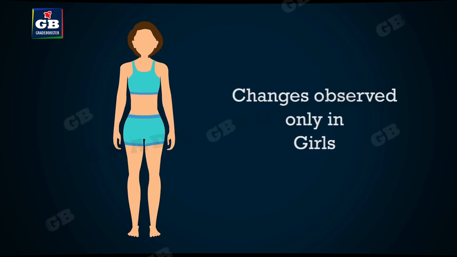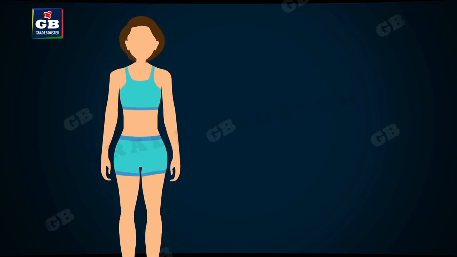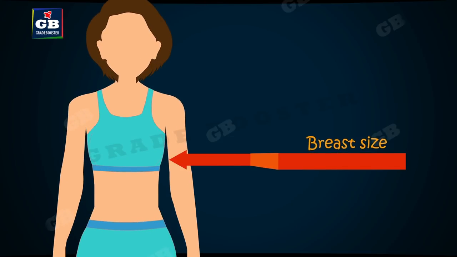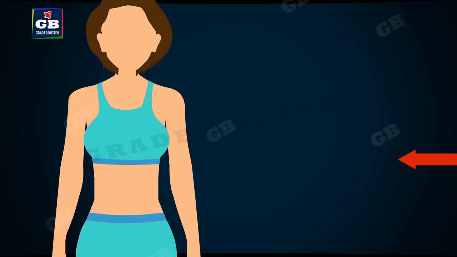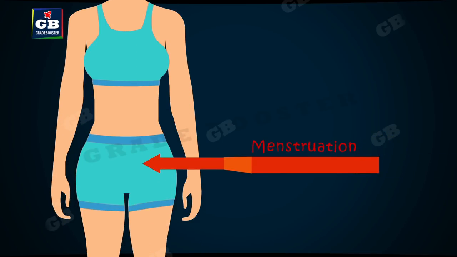There are certain changes observed only in girls, like: 1. Breast size begins to increase with darkening of the skin of the nipples at the tip of the breasts. 2. They begin to menstruate.